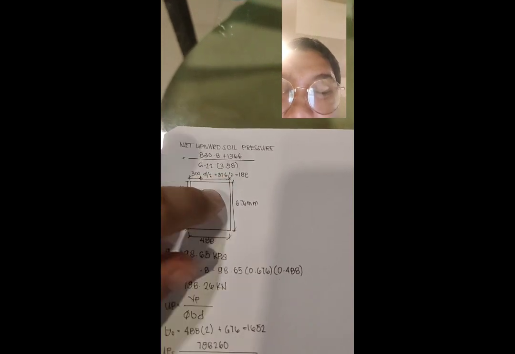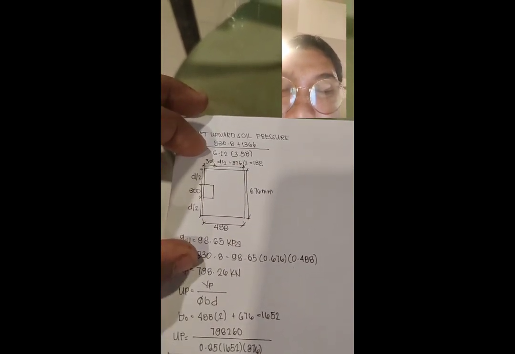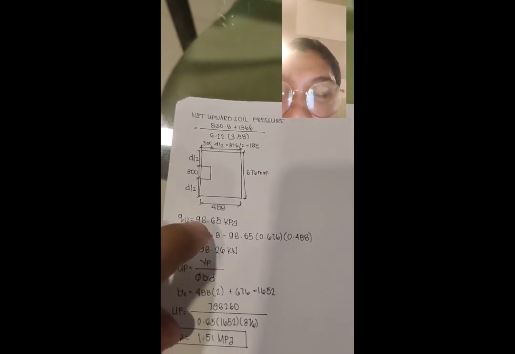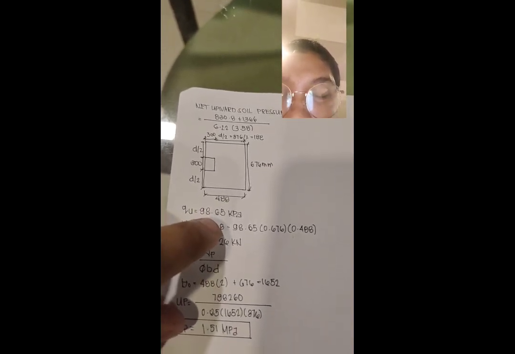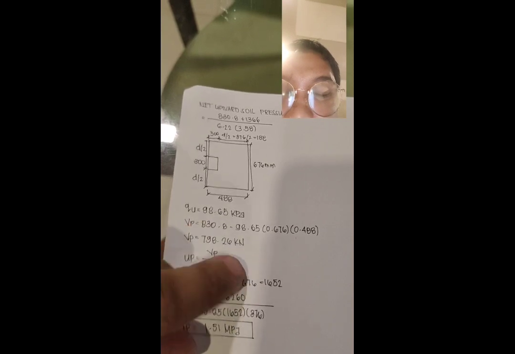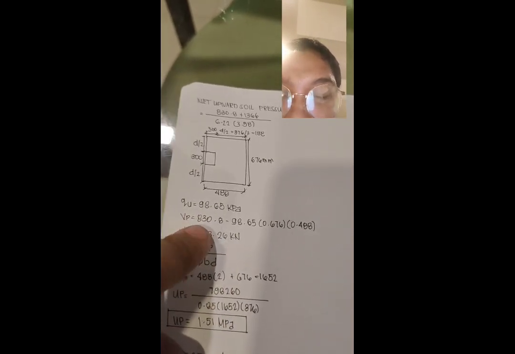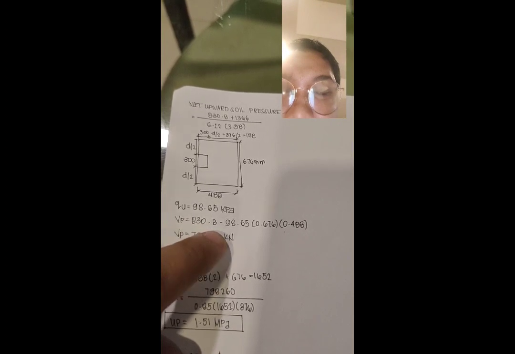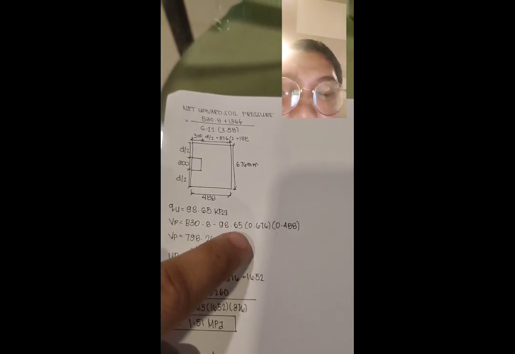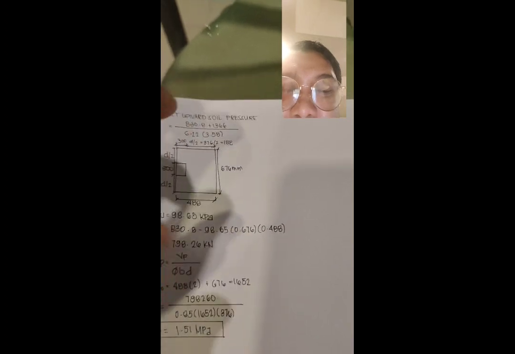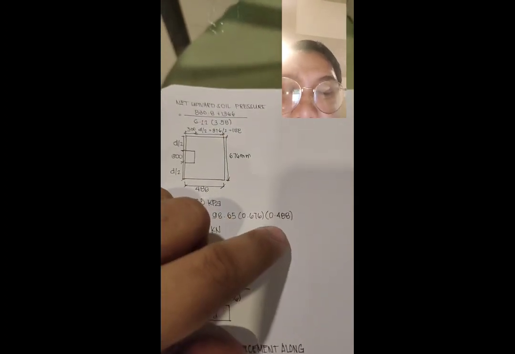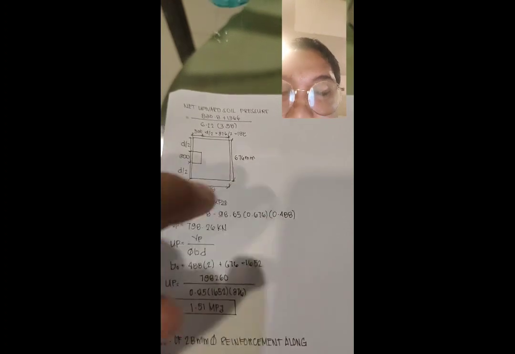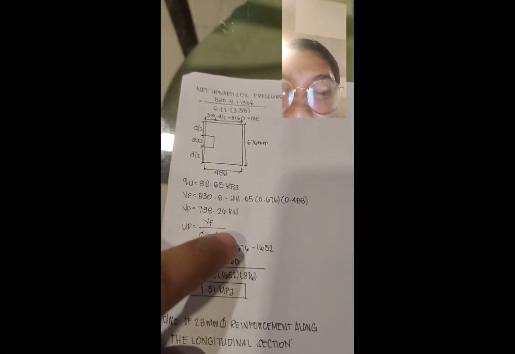Net upward soil pressure is equals to 830.8 plus 1,366 all over 6.22 times 3.58. So, ito siya. Ganyan. Ayan. So, ang Q ultimate natin, QU natin is 98.65 kPa. So, VP is equals to 830.8 less 98.65 na QU times 0.676 yung ito times 0.488. Ang VP natin is 798.26 kilonewton.